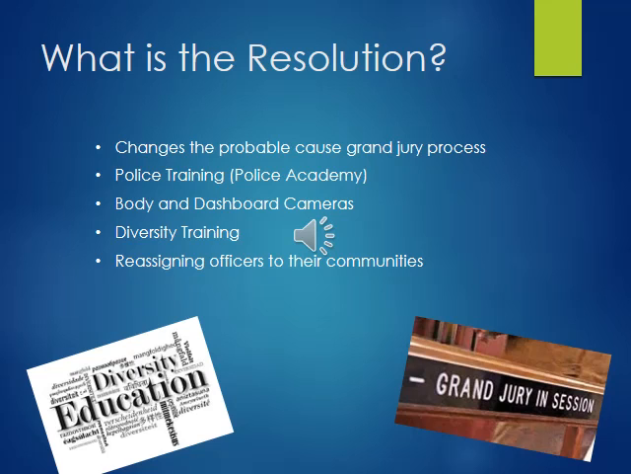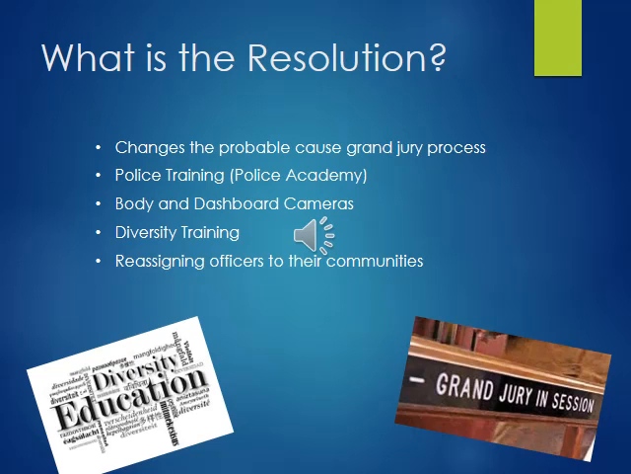So we've talked about police brutality and how it plays a huge part in race relations in our country and in our communities. But let's take a look at a few possible resolutions. The first bullet point here: civil rights activists and organizations want to change the probable cause grand jury process. For example, the prosecutor who works with the police officers should not be the one to possibly prosecute the police officers.